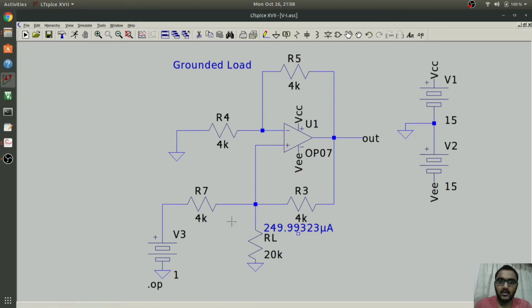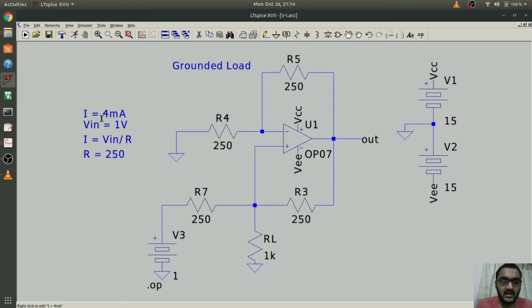So if the input voltage is limited, by reducing the value of this resistance we can get the desired current. Let's check if that is possible. Now this is our given condition. The value of output current should be 4 milliampere for an input voltage equal to 1 volt. By this we get the value of R as 250 ohms. So I've changed the value of resistance to 250 ohms.